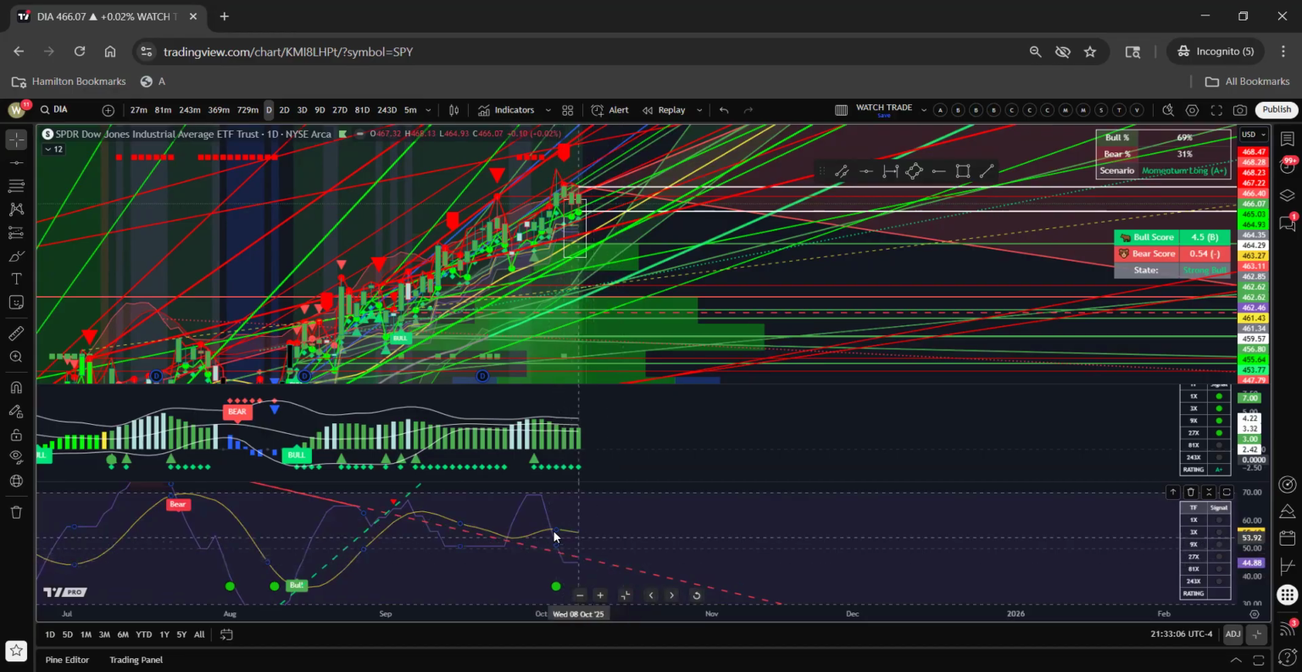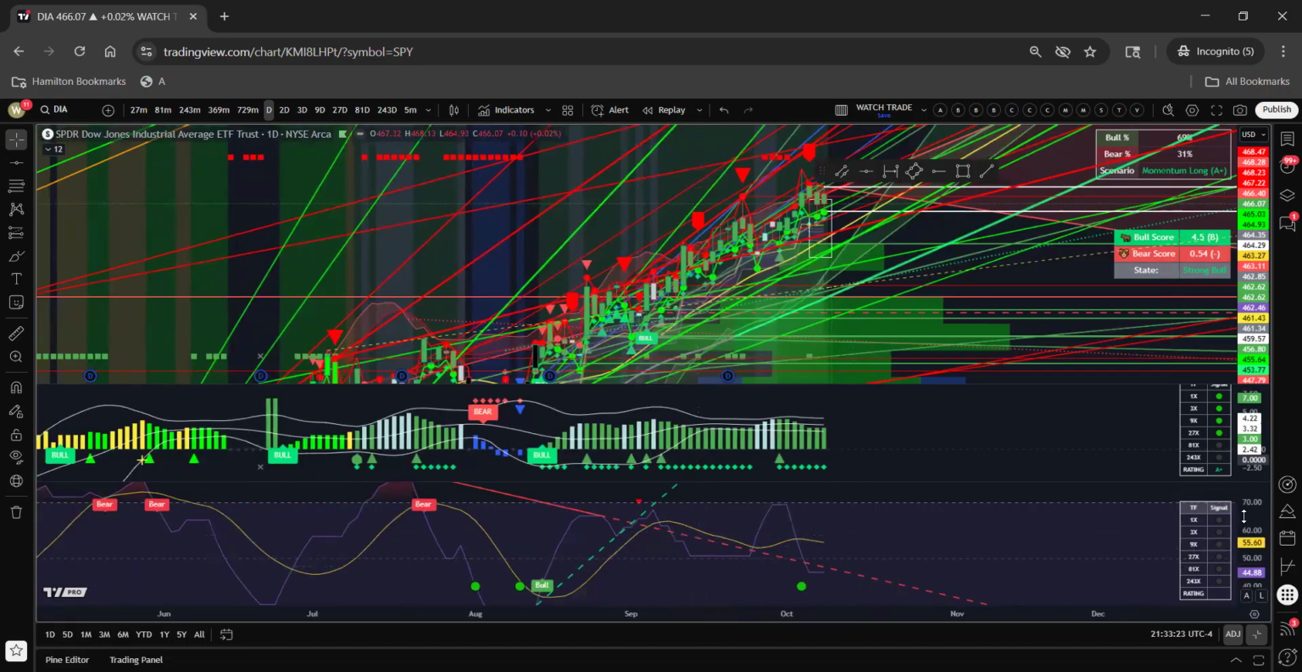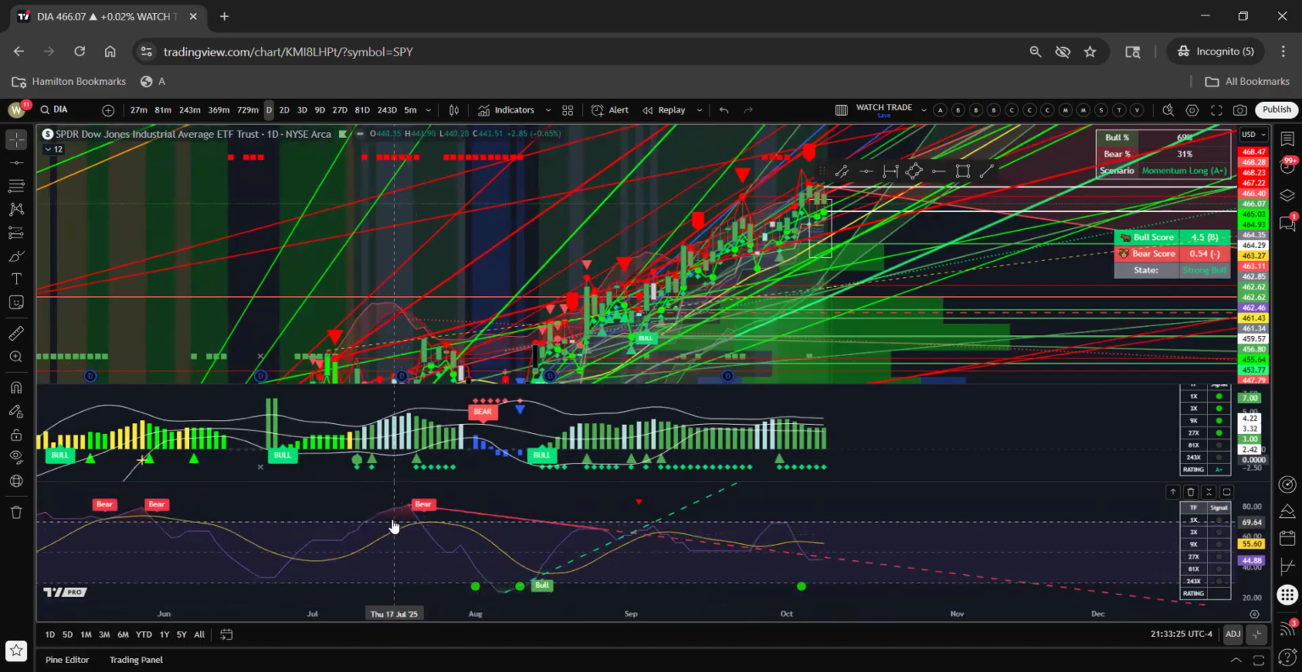When the fast moving line crosses, it's going to want to return to the slow moving line. But once they touch, they can either reject, which will give us direction, or if the purple line crosses above, that means a continuation of bullishness. This indicator is amazing. Instead of this green, I made this red.